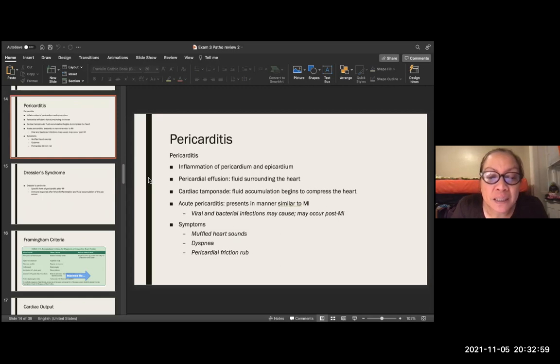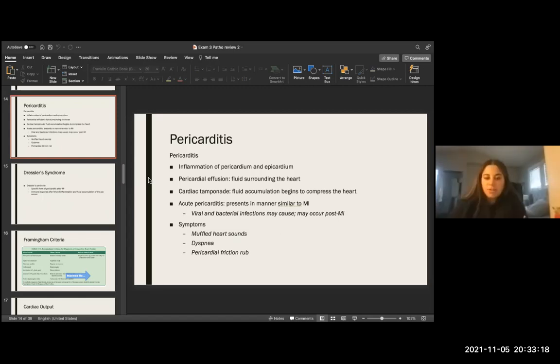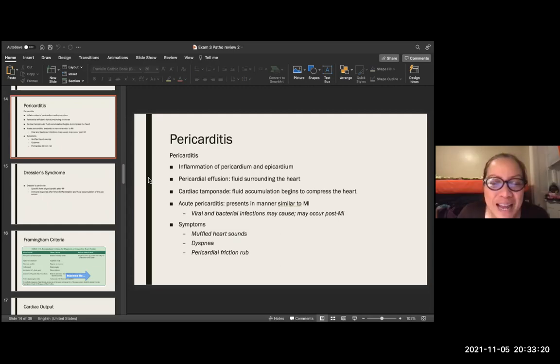And then the next is cardiac tamponade. Fluid again, but the fluid is accumulating and compresses the heart. Which one do you think is graver, which is the lesser evil, effusion or tamponade? Effusion is the lesser evil. Yes, very good. Good answer.